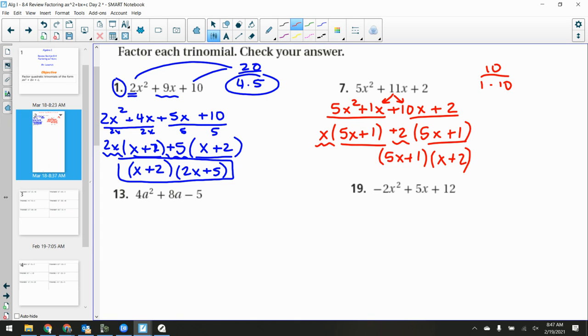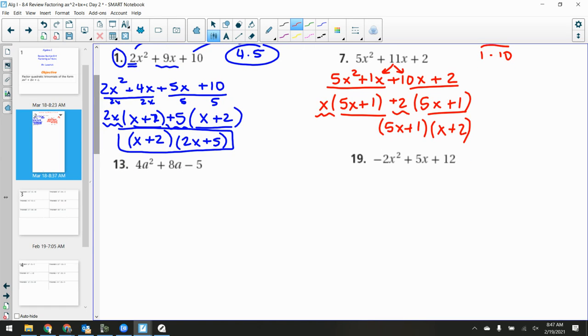Ben, for number 13, what number am I trying to find factors of? Negative 20. Good. Now, this one's kind of weird because it's a negative 20. So let's do this one in green. I've got a negative 20. Now, Ben, what set of factors work? I put negative 2 and positive 10. Very good. Negative 2, positive 10.